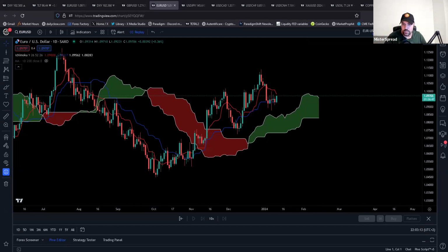Christy says on EXU, both conversion and baseline are above the price. The price also pierced the leading span A. Okay, the cloud is green and the price is inside it. Does that mean that it could lead to a trend change? Let's finish this part, and after that, I'm going to move to some of the assets that you guys want to analyze. Okay, I'm going to come back to your question, Christy.